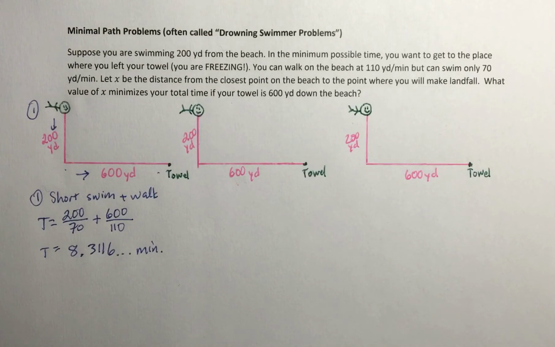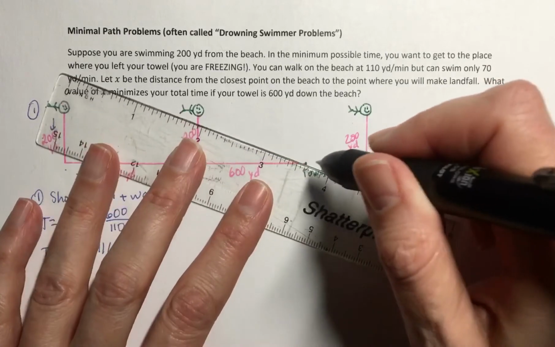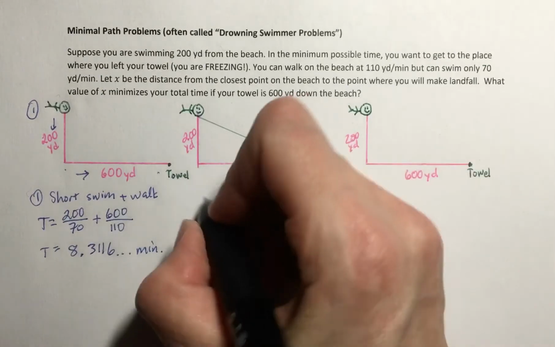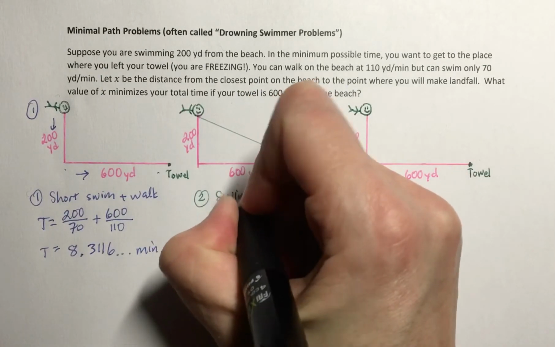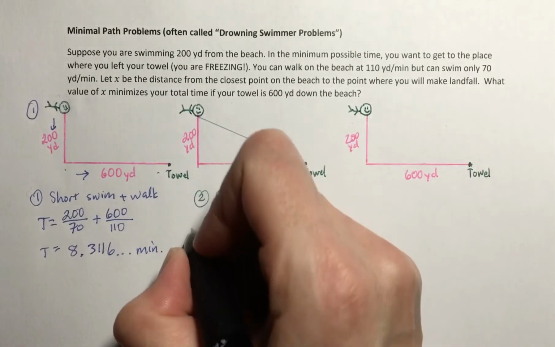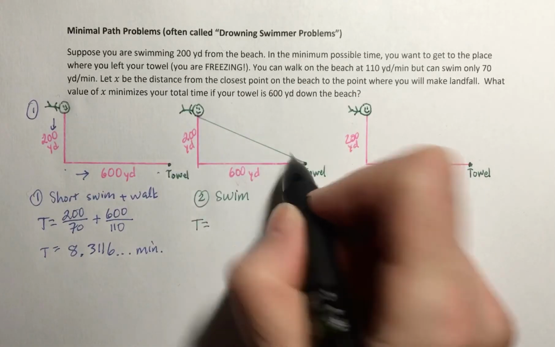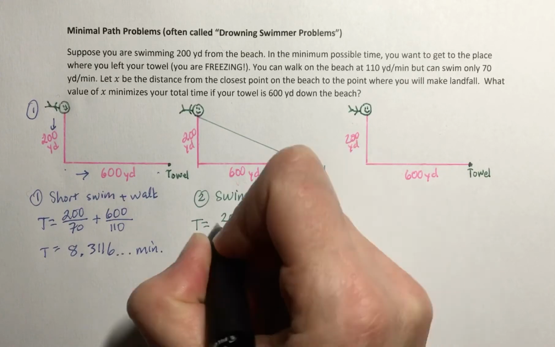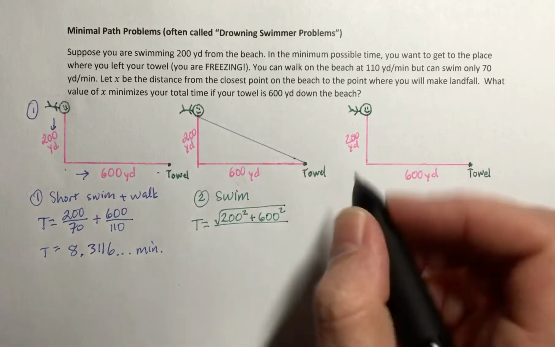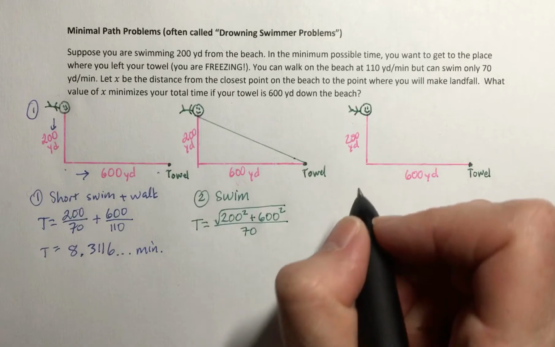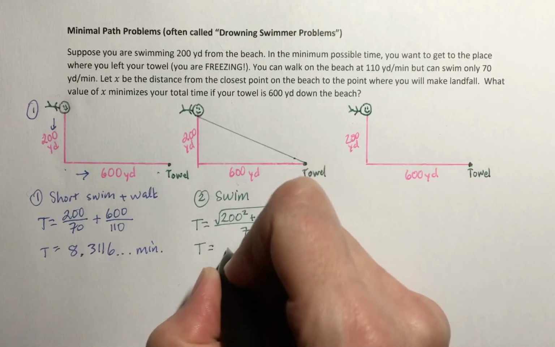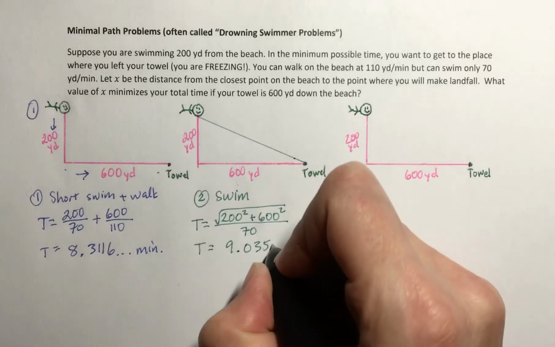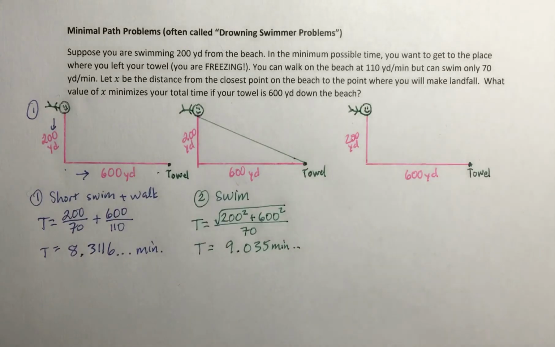Second option would be to go, okay, I'm just going to swim directly to the towel. I could go like that, makes that noise and everything. So option two is just swim it. Our time would be the distance we're swimming, which is the Pythagorean theorem, right? Square root of 200 squared plus 600 squared, divided by our swim rate of 70 yards per minute. And if you throw that in your calculator, you get a time of 9.035. Dang, that's slower. How disappointing. Maybe all the swimming would warm you up though.